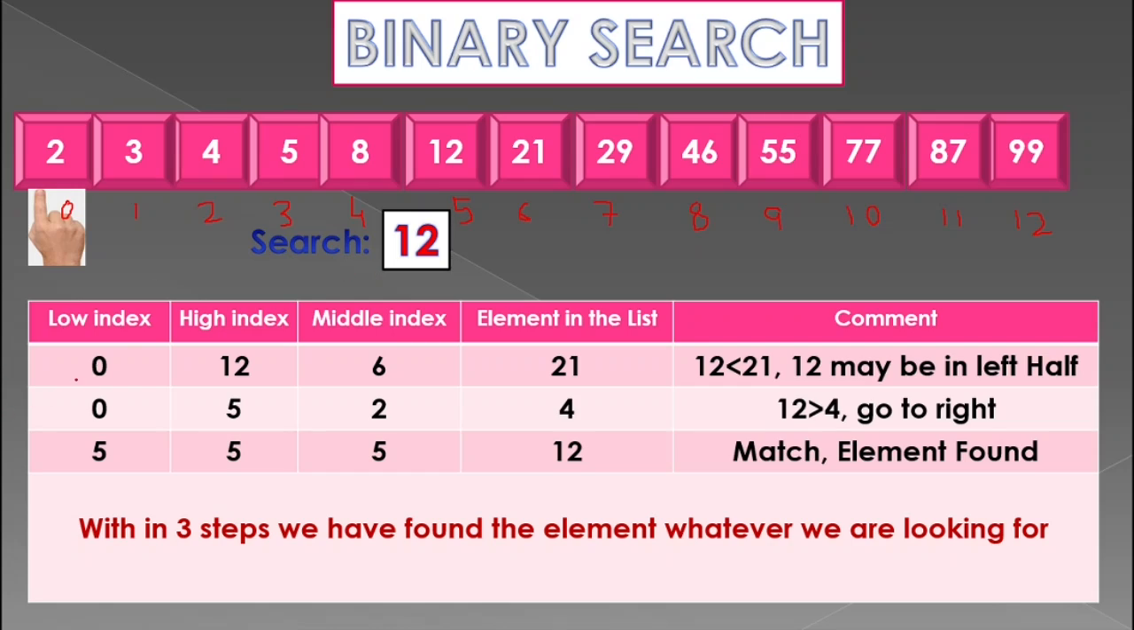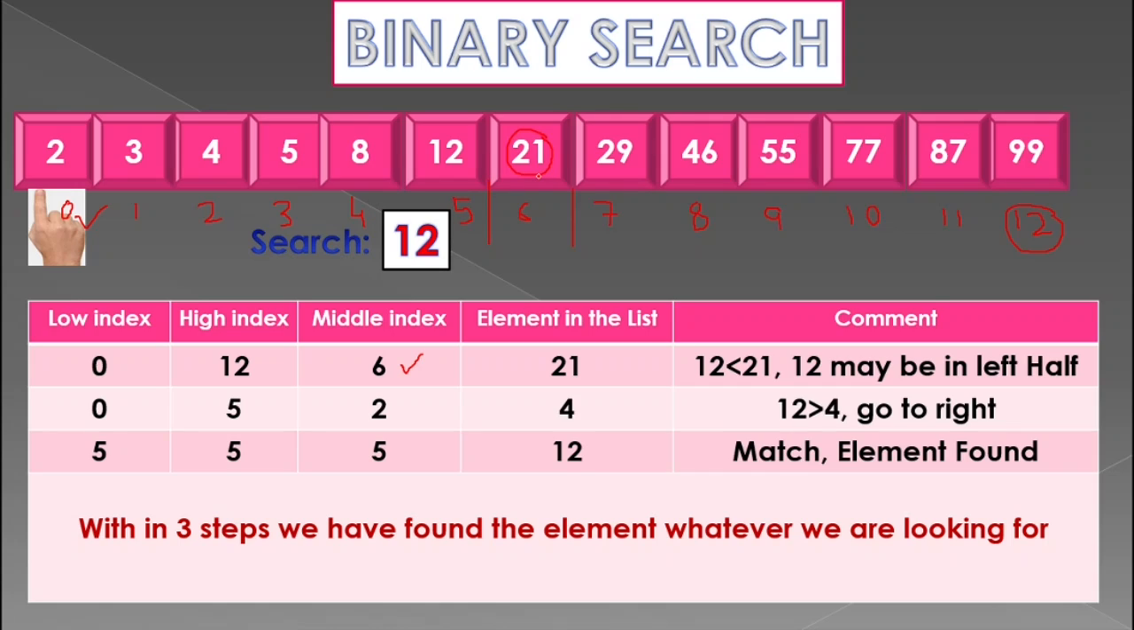Then I have to take a variable called low, which is assigned 0, the starting index. I am taking another variable called high, which points to the last location, that is 12. And mid is nothing but the average of low and high, or mid is equal to (low plus high) by 2. So 0 plus 12 by 2 is 6. Now check what's there at the 6th index. Here I got 21. Now compare your 12 with 21.